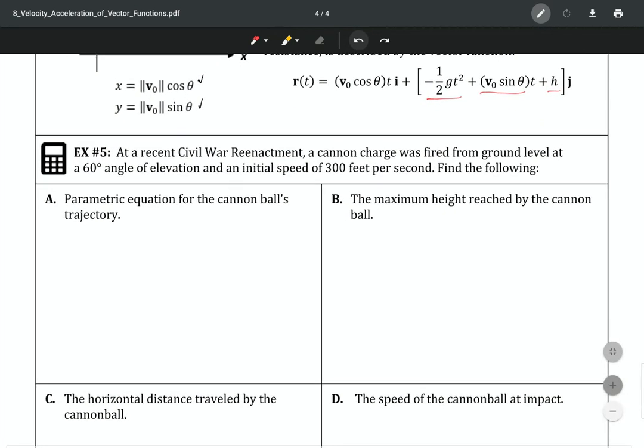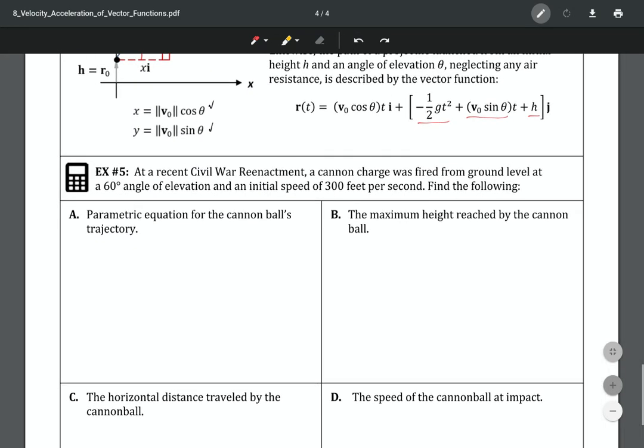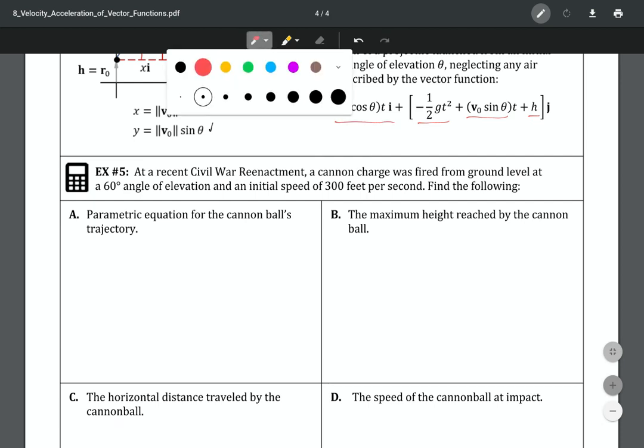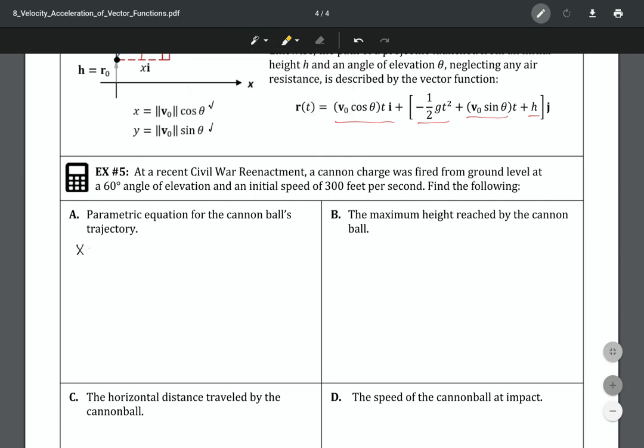All right, so first, they want to know a parametric equation of the cannonball's trajectory. Well, that's basically what I just said. I want to break this down into x and y components, okay? So first, remember that in the x direction, all I would have is the initial velocity times the cosine of 60 degrees. That's not velocity, excuse me, that is the position. Oh yeah, I forgot the t, no wonder. So this is the trajectory in the x direction, all right? So that's going to track that for you.